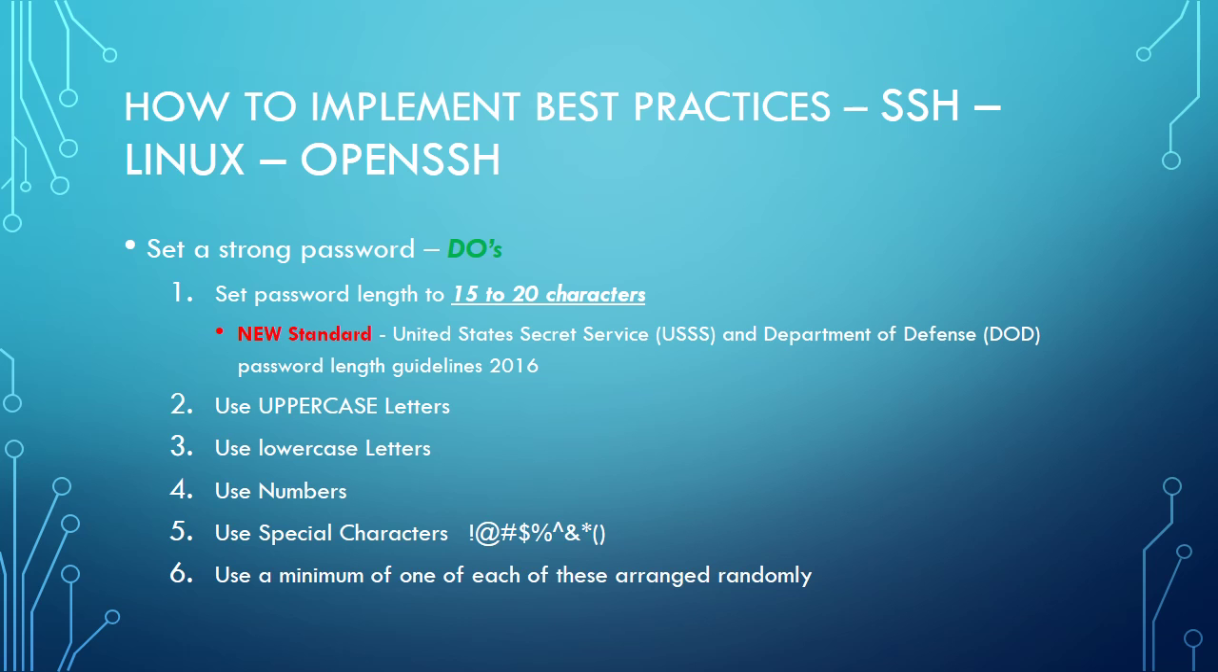and use special characters. And you want to use a minimum of one of each of these arranged randomly throughout the word. Because if they're grouped together, like let's say you have 33 double exclamation point, it's actually easier to break than 3a9A, because they are side by side.